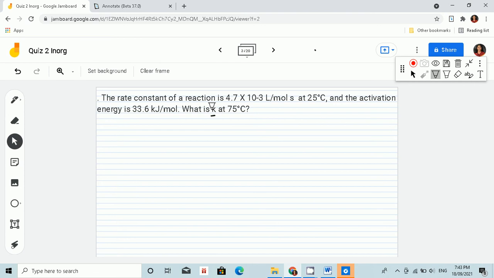Okay, so now we can use the Arrhenius equation, which is ln K2 over K1 is equal to negative EA over R times 1 over T2 minus 1 over T1. Okay, so we have this formula. And now let's plug in the values that are given. So we have ln 4.7. Okay, so here we are going to find the value of K2, that is K2 at 75 degrees Celsius.